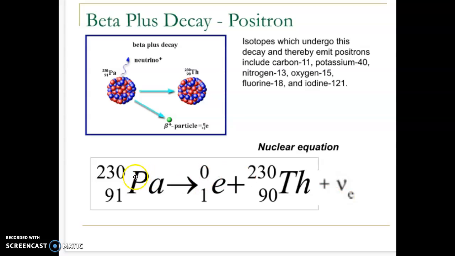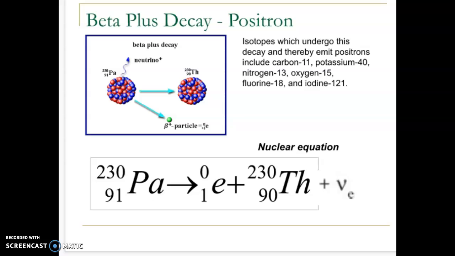But anyway, as you can see here, this nuclear equation balances out. The parent nucleus on this side has a mass number of 230 and a proton number of 91. And then here we have a positron emitted, 0, 1, and the daughter nucleus, which is 230 and 90. So this is your nuclear equation.